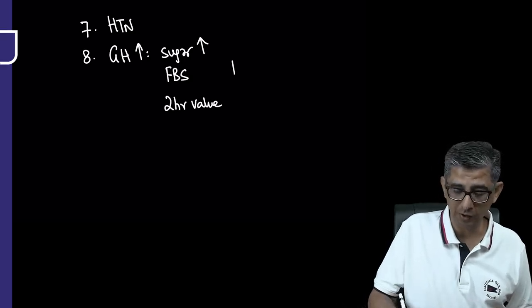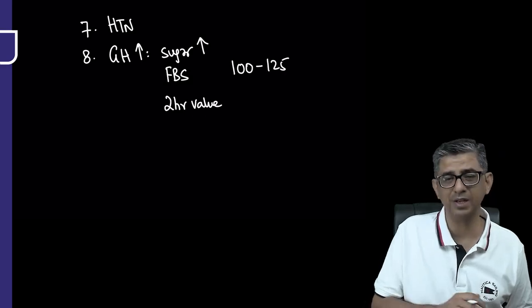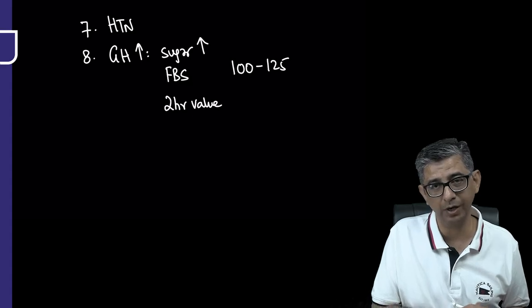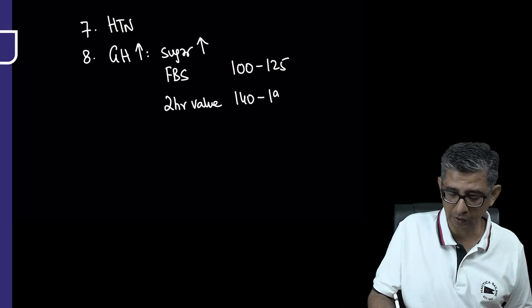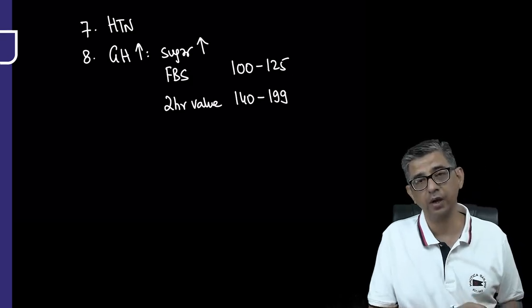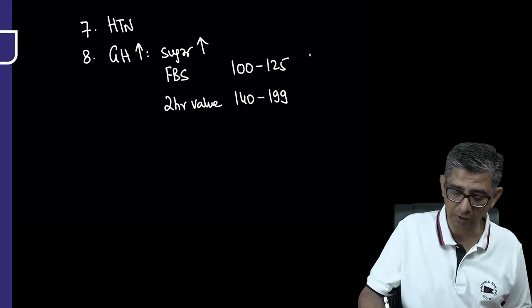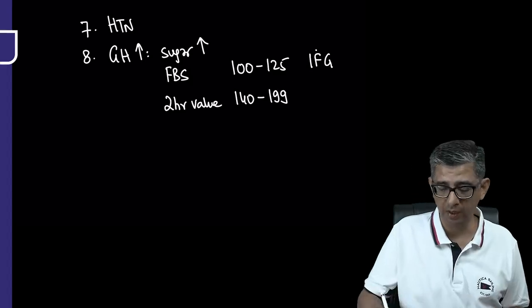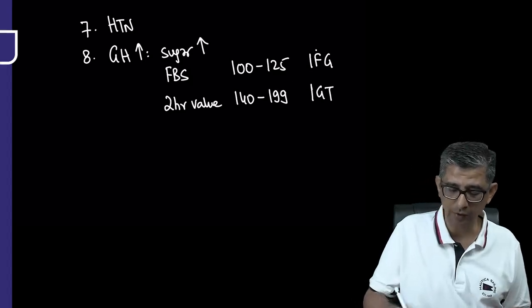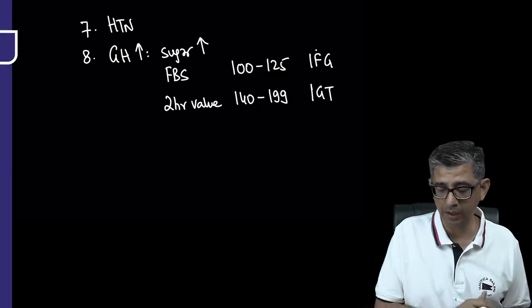In some of these patients, you could be having impaired fasting glucose. Impaired fasting glucose, as I've told you, is 100 to 125 milligram, whereas a 2-hour value between 140 to 199 is called impaired glucose tolerance. I said two statements. One was impaired fasting glucose, that is 100 to 125. Then could be impaired glucose tolerance, that would be 140 to 199.